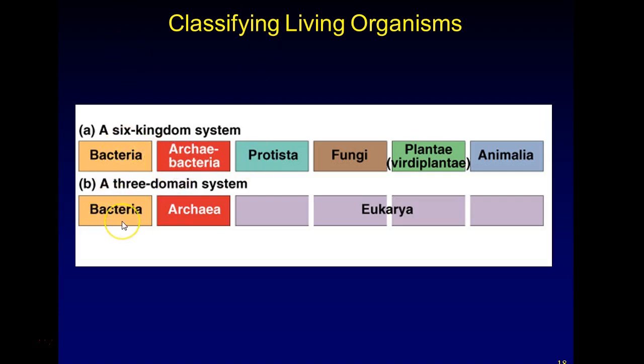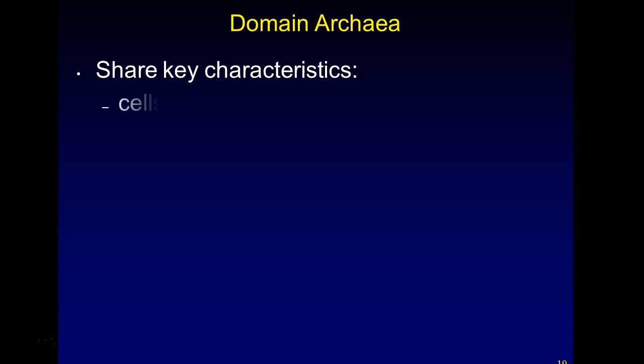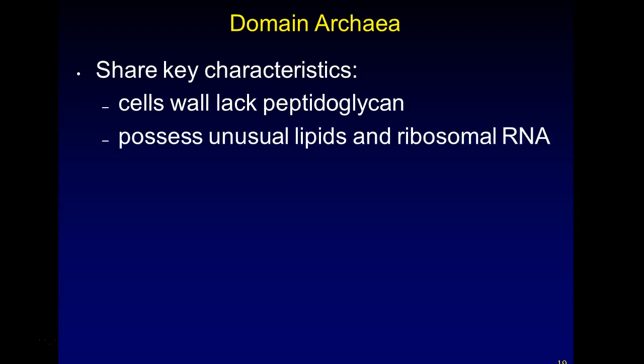So here's our domain system. Remember, domain is the largest classification system with bacteria, archaeobacteria, and then all of these fall under eukaryotes. All right, so let's take a quick look at archaea. They contain some key characteristics. Their cell walls lack peptidoglycan, and that's an important difference between archaea and regular bacteria. They possess unusual lipids and ribosomal RNA, so very unique to their own domain.